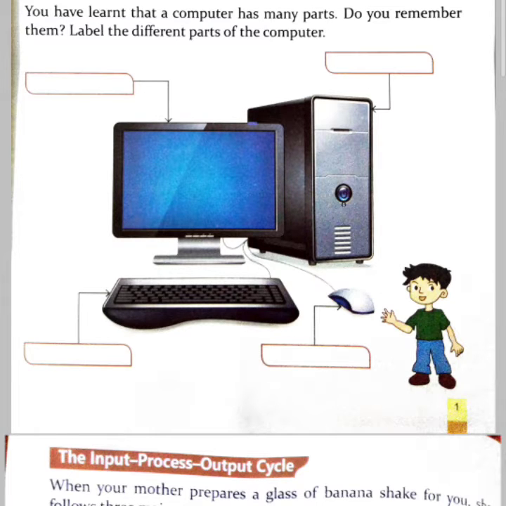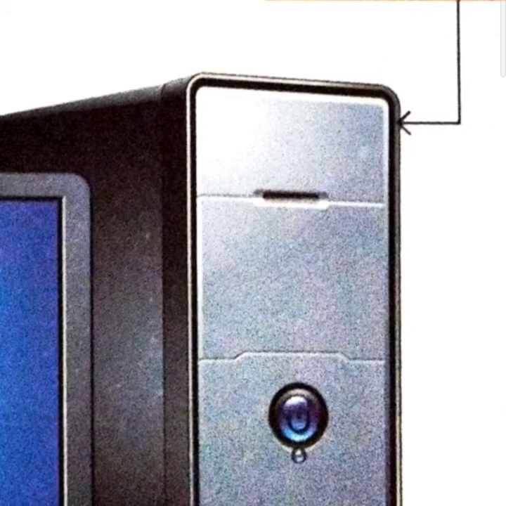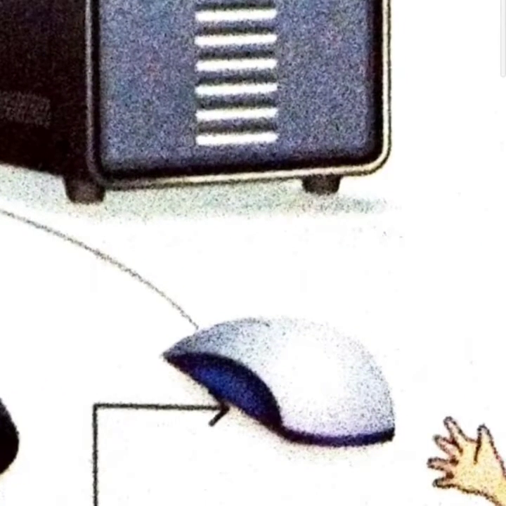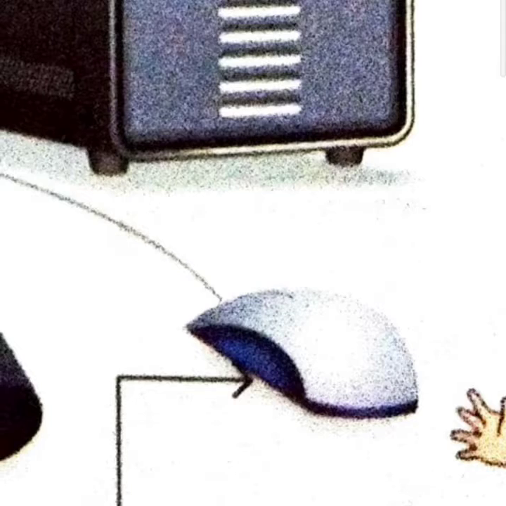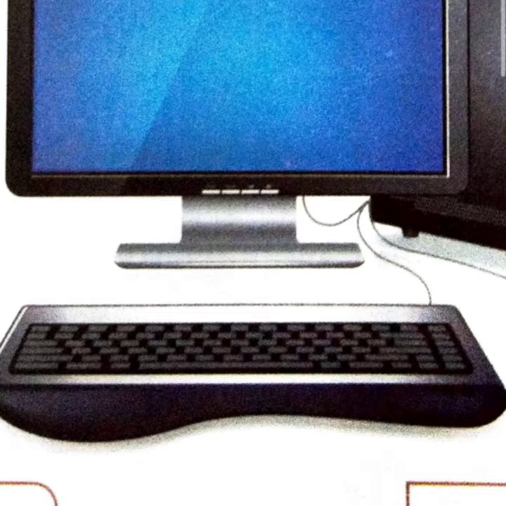So, what is this? The screen like thing? This is the monitor of a computer. Next, this box. This is the CPU or the central processing unit. Below that, the small thing, this is the mouse of the computer. And this black rectangle thing, it's the keyboard of the computer.